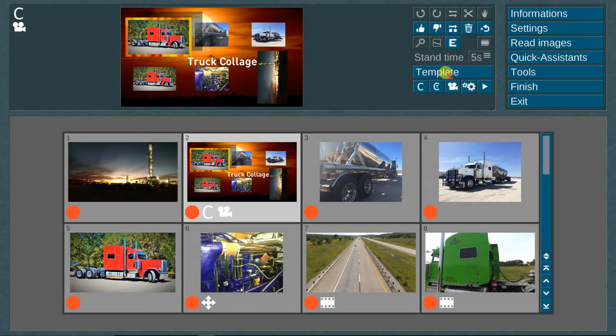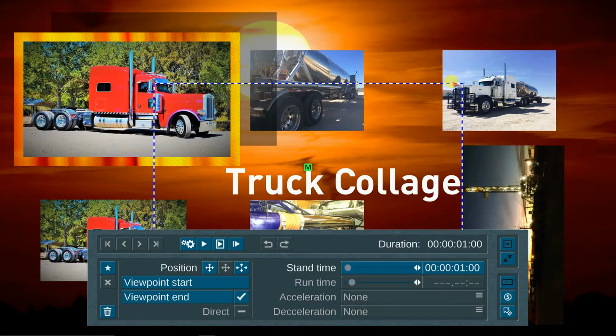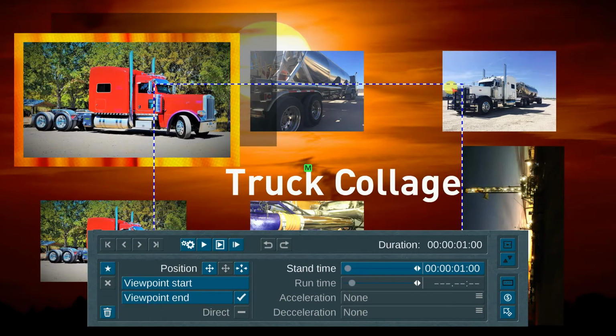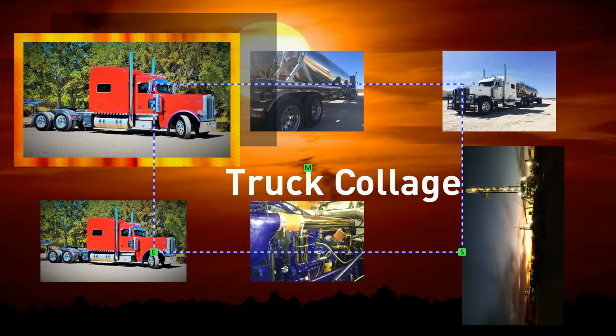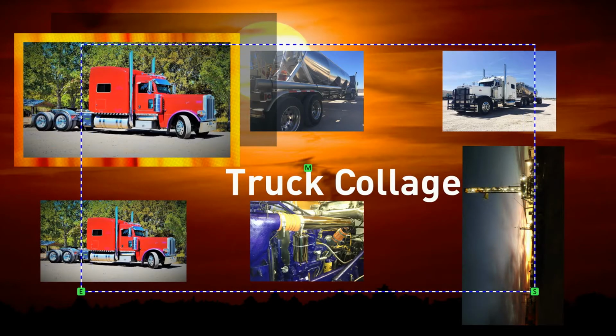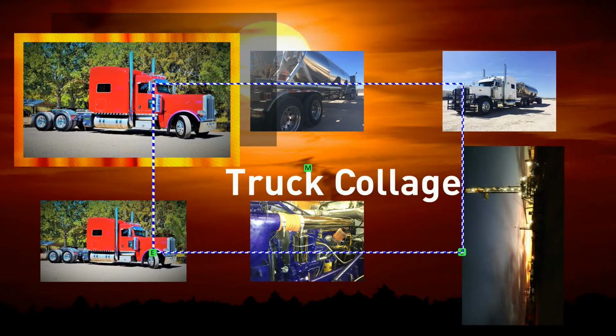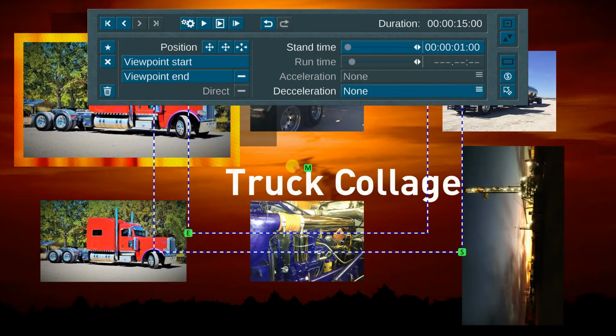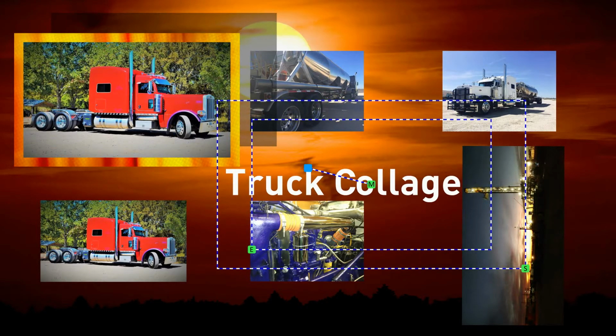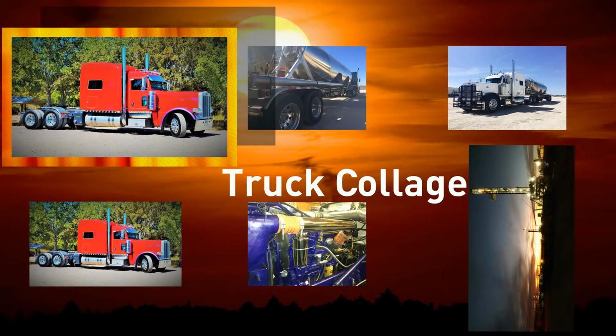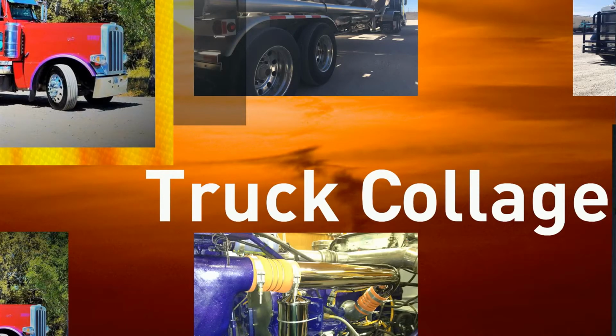Now select the camera-shaped icon called Create New Camera Drive. This menu enables you to create and edit camera drives manually. Select the star-shaped icon to create a new anchor point. Set the stand time to 3 seconds. Next, select the green S icon and adjust the size to wide as possible. Next, select the green E icon for ending and adjust the size to where it fits around the Truck Collage title. You can view just the start point or just the end point.